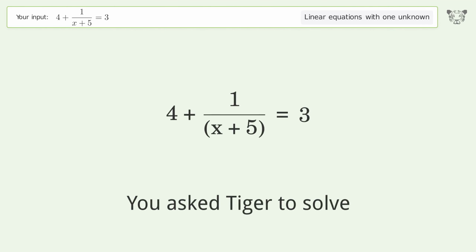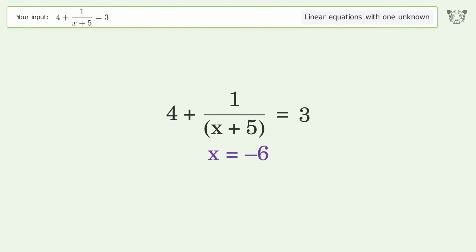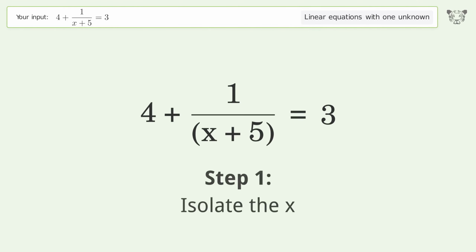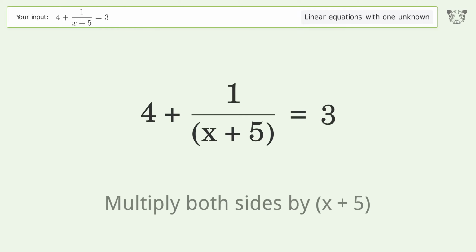You ask Tiger to solve. This deals with linear equations with one unknown. The final result is x equals -6. Let's solve it step by step. Isolate the x. Multiply both sides by x plus 5.